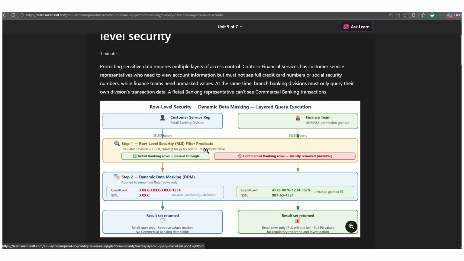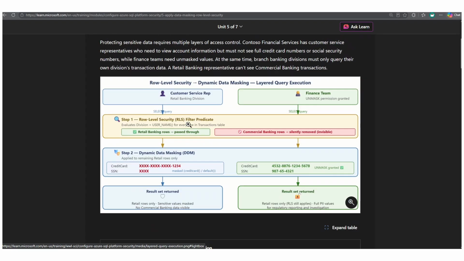So when you call any of these companies, whether it's Verizon, AT&T, and one of those customer reps accesses your account, that's why they ask you the last four of your social security number. They don't have access to the full number for security, and that's accomplished with dynamic data masking.